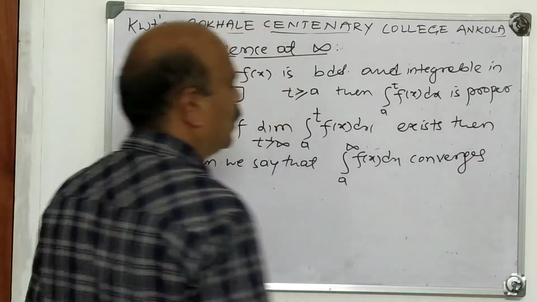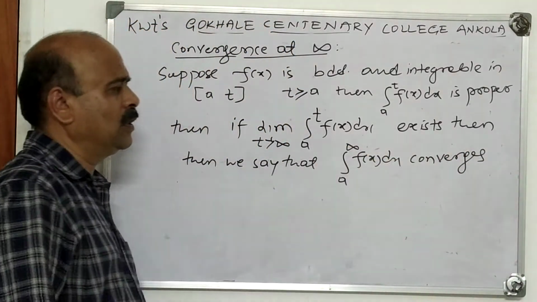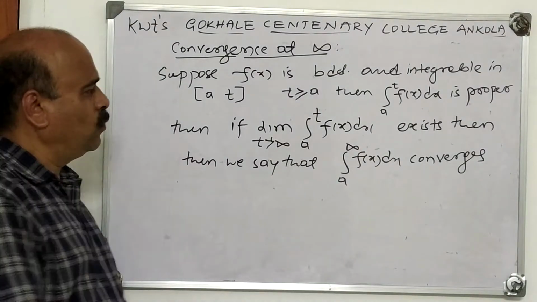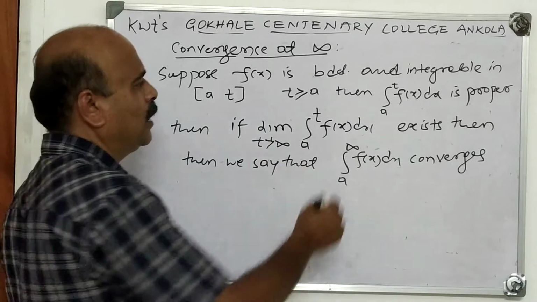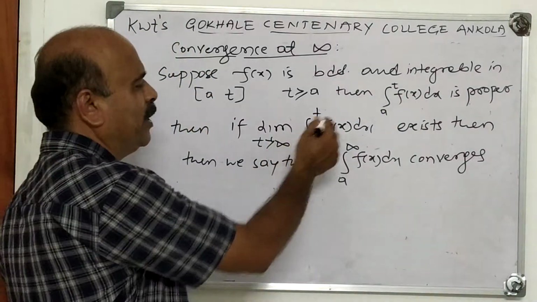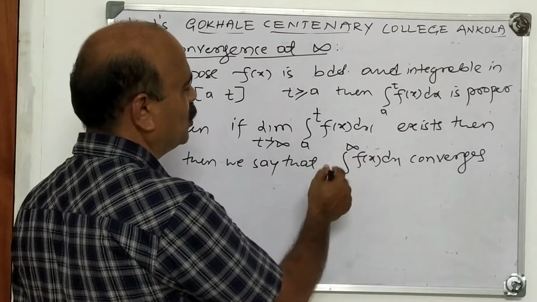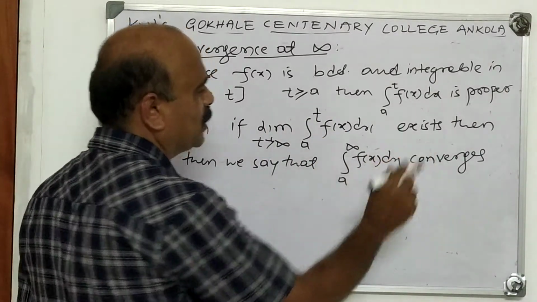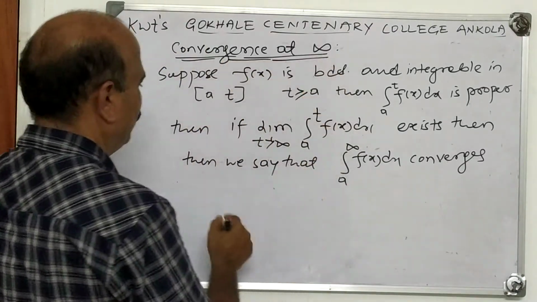converges. Therefore, to test the integral a to infinity f(x) dx for convergence, first we write the integral a to t f(x) dx, where a to t f(x) dx is proper, and we take the limit of this as t tends to infinity. If it exists, then we say that a to infinity f(x) dx converges. That is convergence at infinity.